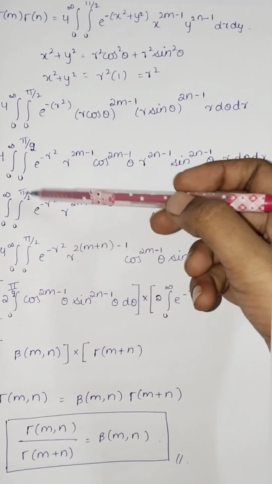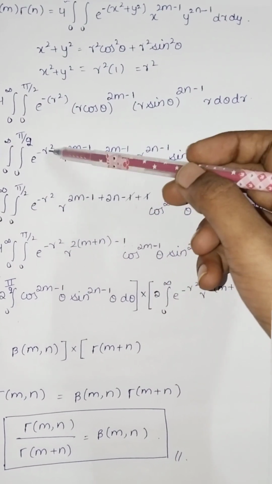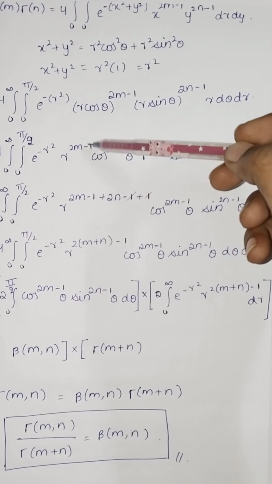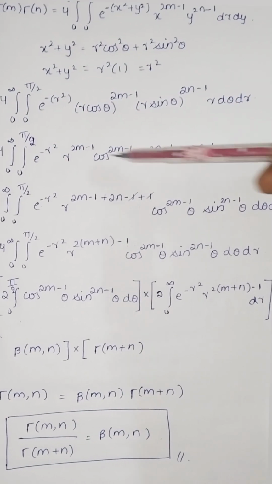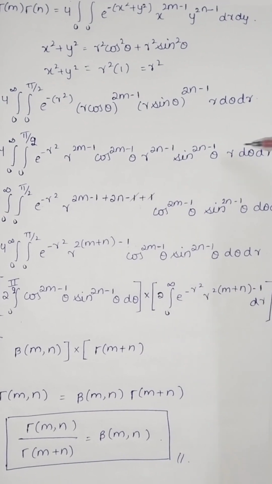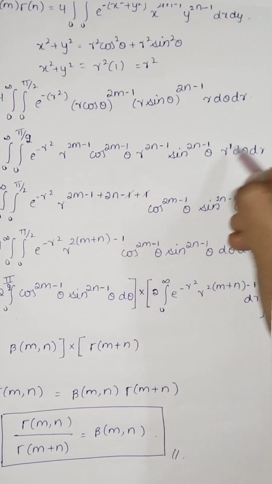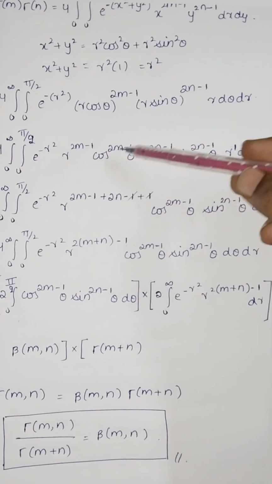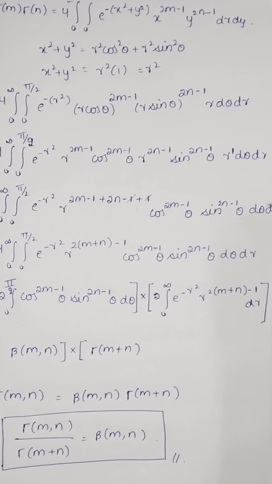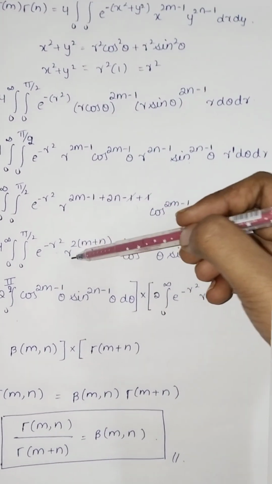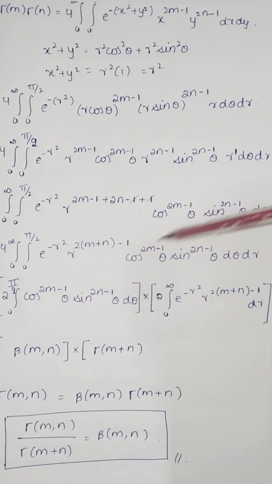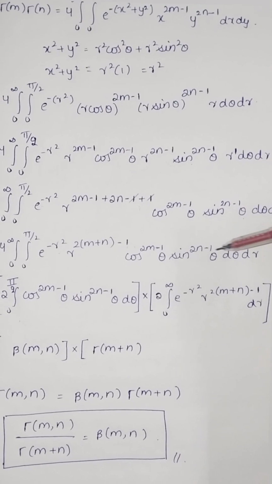Here 4 into integral 0 to infinity, 0 to pi by 2, e to the power minus r square, and here r to the power 2m minus 1 plus 2n minus 1. Here all the bases are the same, so I am adding all these, 2m minus 1 plus 2n minus 1, and plus 1, into cos to the power 2m minus 1 theta and sin to the power 2n minus 1 theta d theta and dr. Then it becomes e to the power minus r square, r to the power 2 into m plus n minus 1, cos to the power 2m minus 1 theta and sin to the power 2n minus 1 theta d theta dr.